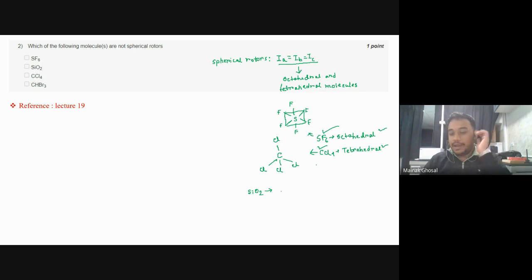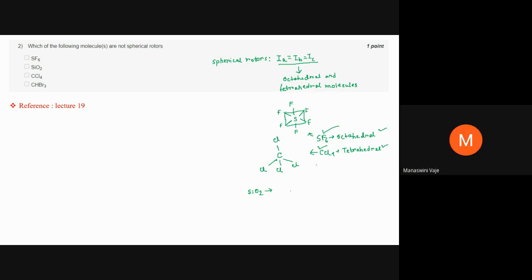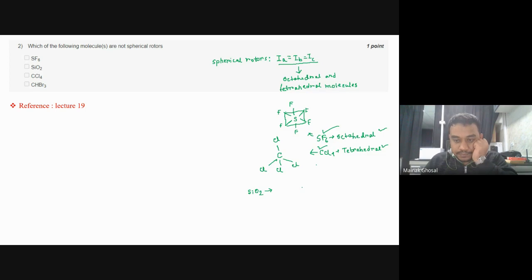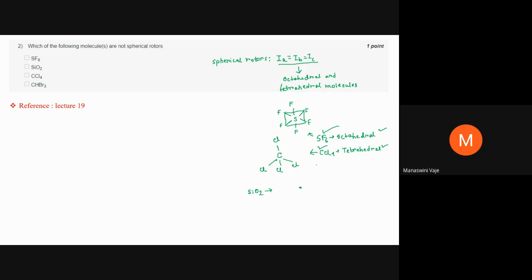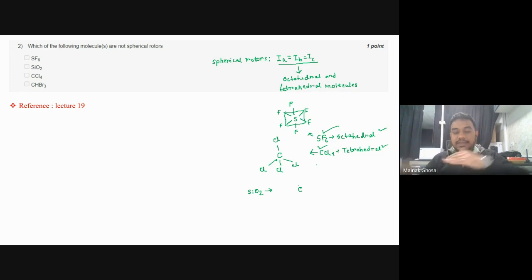Okay, I am giving you some hint so that you can understand. You know the structure of CO2, right? What will be the structure of CO2? C attached to two oxygens. How are they attached? Are they linear or bent like water? CO2 is not bent. CO2 is a linear molecule.